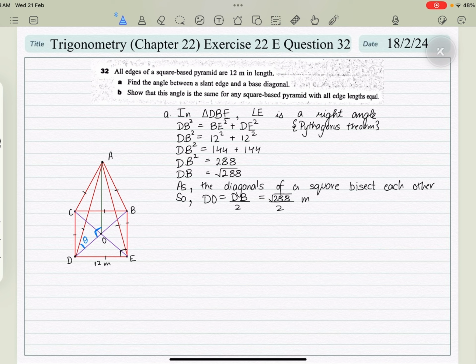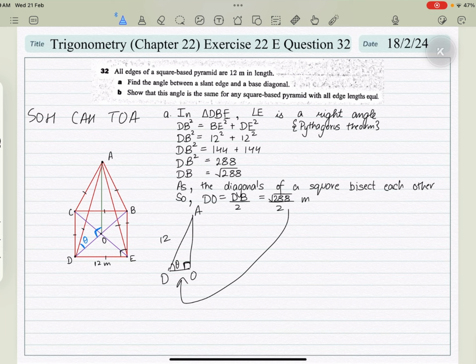So if I pull out the triangle AOD, I see that AOD is a right angle triangle. DO is equal to this length and AD is equal to 12. Now, to find out angle theta, we can use trigonometry. But what are we going to use? So you can write down SOHCAHTOA. Then you see that it's adjacent and hypotenuse. So we're going to use CAH.